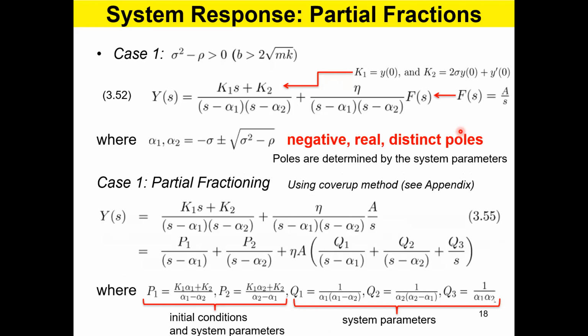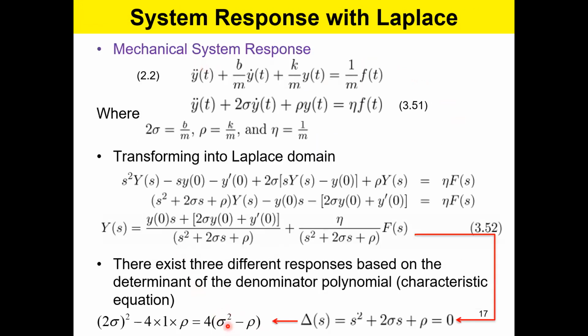So let's look at the first case, where sigma squared is greater than rho. There you can see the combination. The determinant of the quadratic equation is 4 times sigma squared minus rho. If the determinant is positive, you have two real roots for this quadratic equation. You know that: any quadratic equation, if the determinant is positive, has two different real roots.